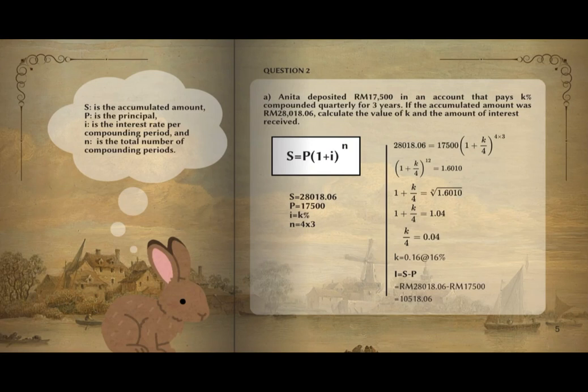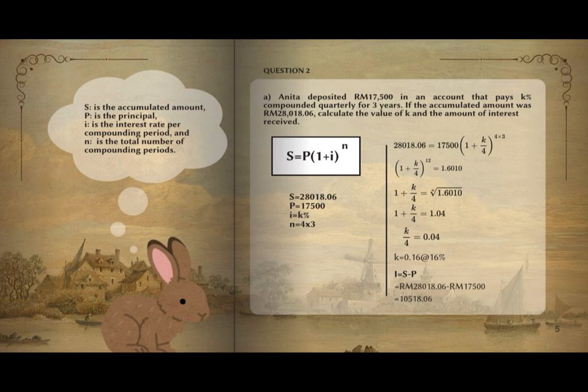Next, I will explain question 2 part A. Anita deposited 17,500 ringgit in an account that pays interest at K% compounded quarterly for 3 years. The accumulated amount after 3 years is 28,018 ringgit and 6 cents. We use the compound interest formula where S represents the accumulated amount, P the principal amount, I the interest rate per compounding period, and N the total number of compounding periods.